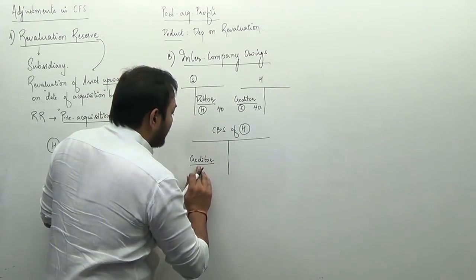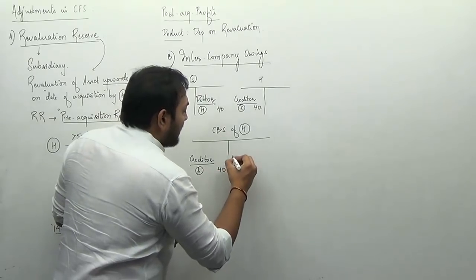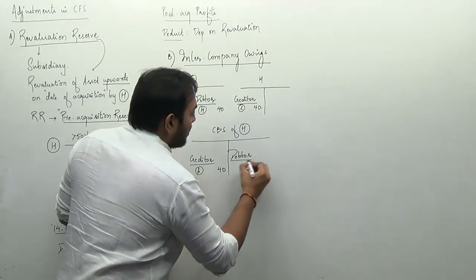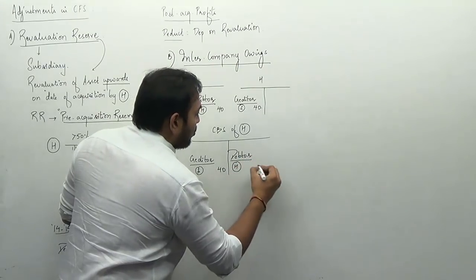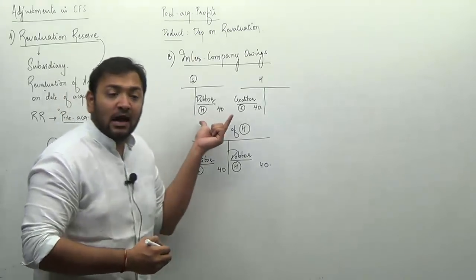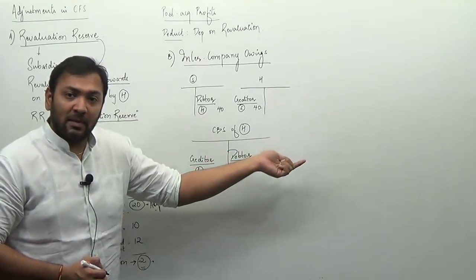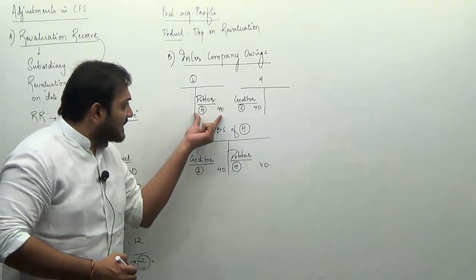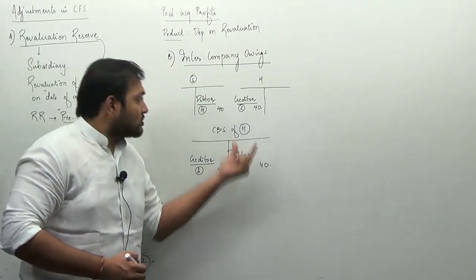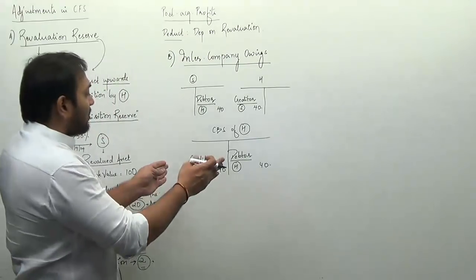Creditor of holding company, that is S, for 40 rupees. And when we consolidate with the debtor, holding company 40 rupees. Because the assets and liabilities of the subsidiary are completely consolidated into holding company's books and consolidated balance sheet. So what happens, this debtor will also come into the consolidated balance sheet of H. So this creditor already existing, now this debtor comes into the picture.